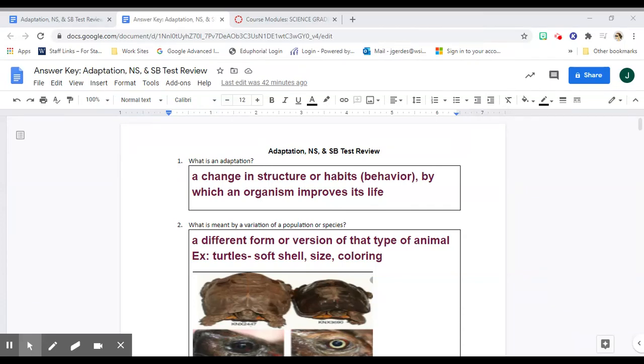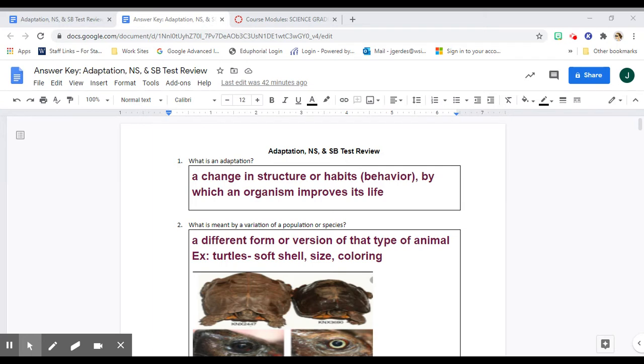Let's go over our adaptation, natural selection, and selective breeding test review. Question 1 says, what is an adaptation? A change in structure or habits or behavior by which an organism improves its life. Remember, when the environment changes, plants and animals get mad. They migrate, adapt, or die.